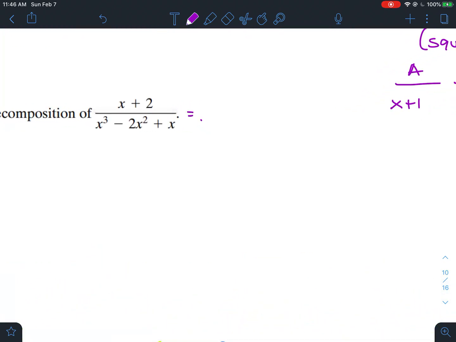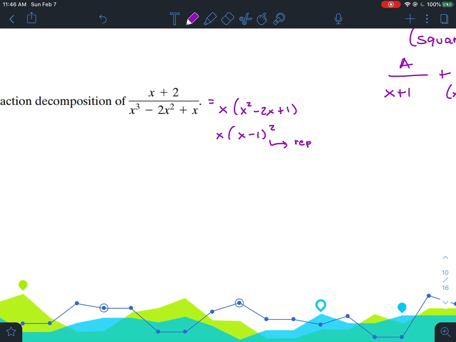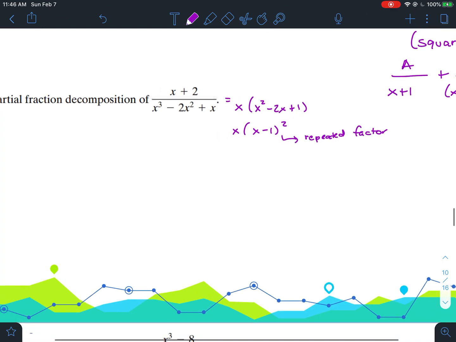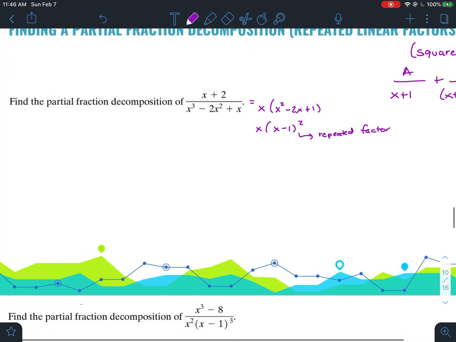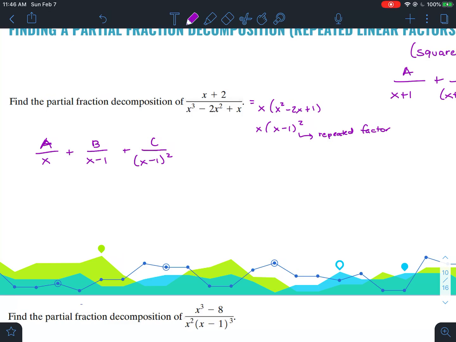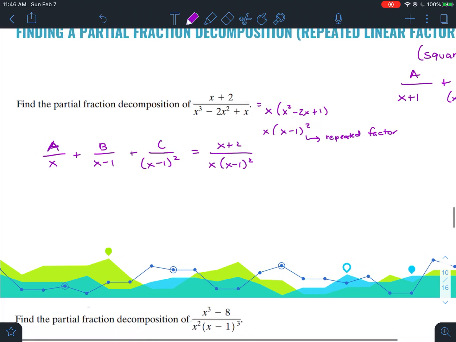So if I break this up, I can factor out an x from all of the terms, and I would have x squared minus 2x plus 1. And then if I factor that again, I get x minus 1 squared. So notice that x minus 1 is a repeated factor. So I have 3 factors. I have x, I have x minus 1, and I have x minus 1 squared. So if I break this up, I get A over x plus B over x minus 1 plus C over x minus 1 squared. So notice I have 3 fractions that would make this, and that's going to equal x plus 2 over x times x minus 1 squared.